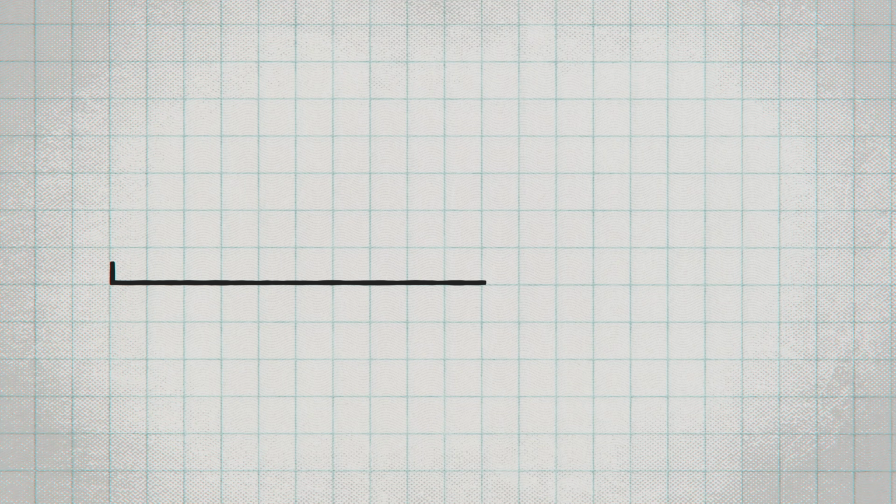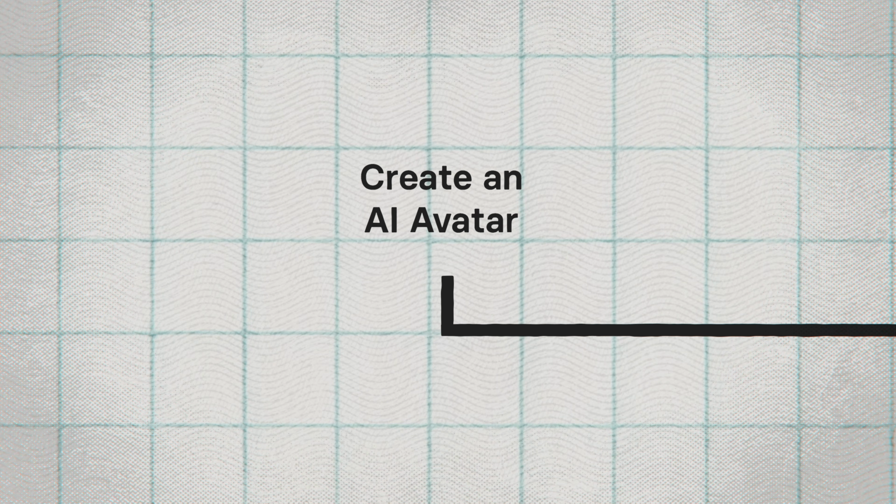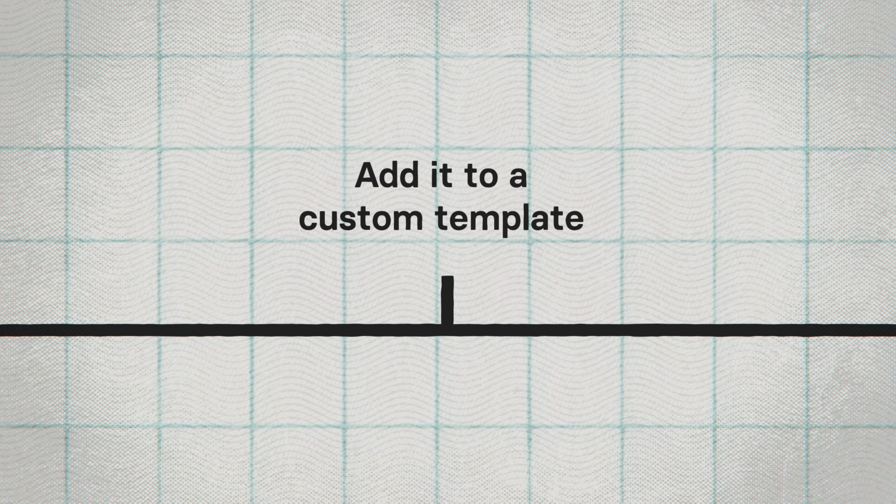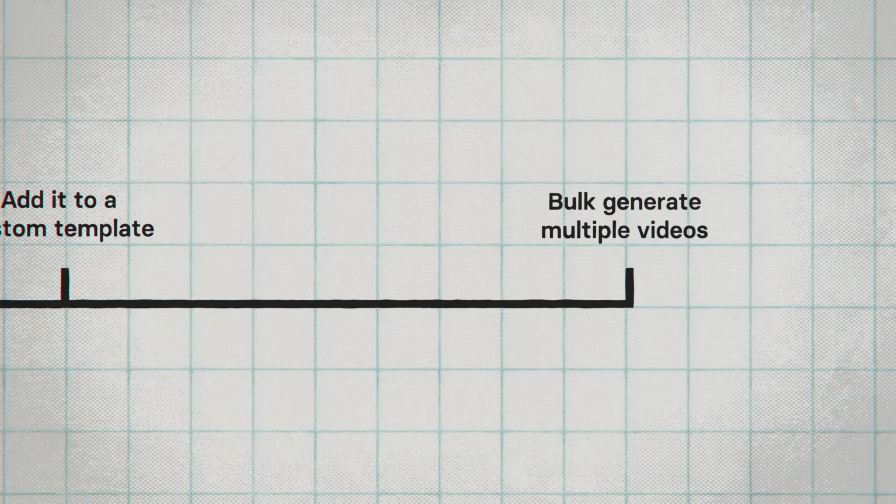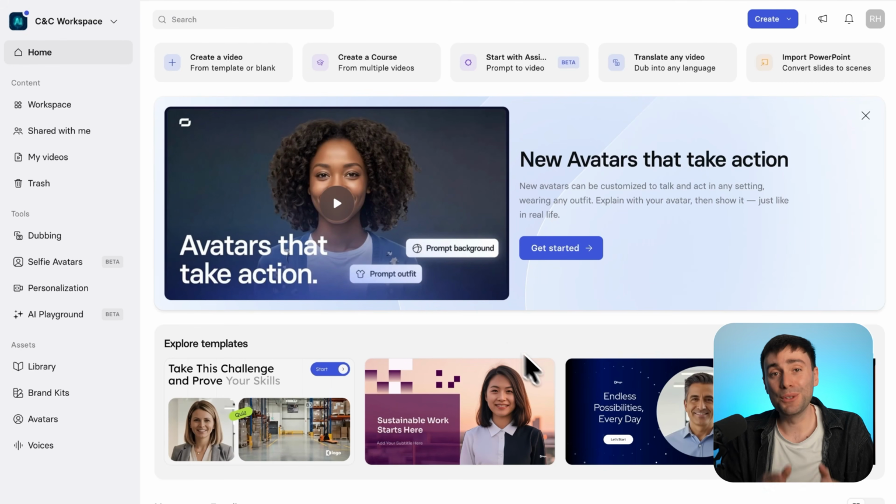Now, if you want to follow along with this workflow, I've left a link down in the description below that will send you over to Synthesia, which has all of the tools that we're going to need. And essentially what we're going to do is create an AI avatar from a photo. We'll then add that avatar to a custom template and then bulk generate as many videos as we want with custom elements.